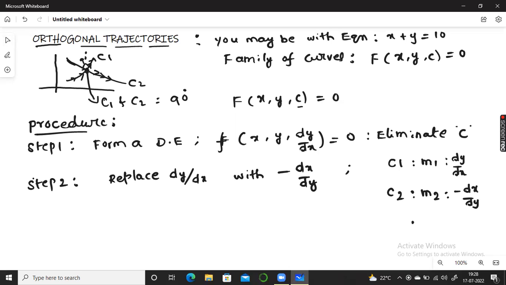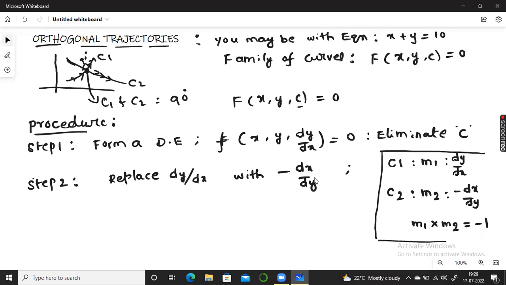Now if you see, one condition will be satisfied, that is, the product of the slopes is equal to -1. It is telling us indirectly that C2 is perpendicular to the C1 curve. That is why we are replacing dy over dx with minus dx over dy. This condition should be satisfied in order to make two curves perpendicular.